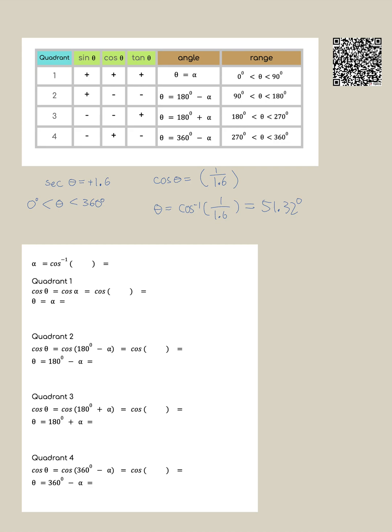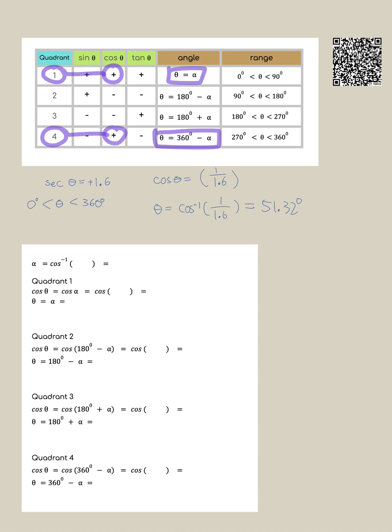Okay, what we need to do? First things first, cosine theta is 1 over 1.6, which is a positive number. So we must find the quadrant in which cosine theta is positive, and that would be quadrant 1 and quadrant 4 according to the table. Which means we are going to get two angles between 0 to 360. One is theta equals alpha, and the other one is theta equals 360 minus alpha.